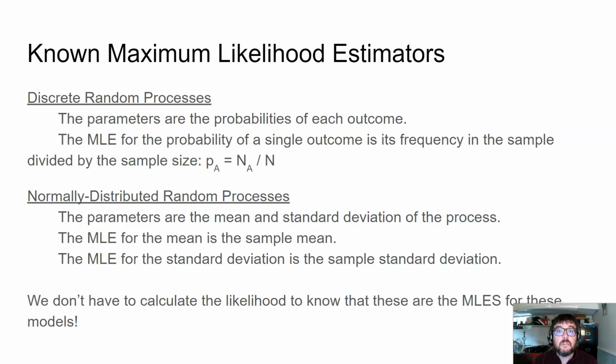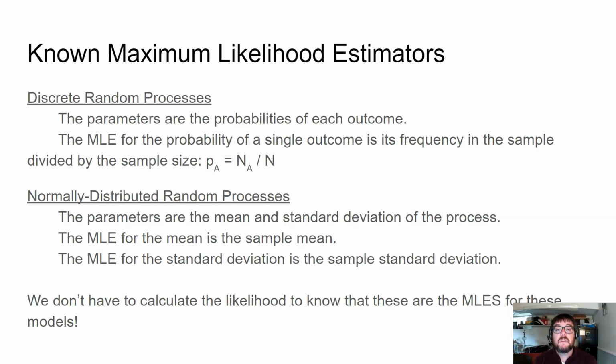If we have a normally distributed random process, then there are two parameters we have to estimate, the mean and the standard deviation. And it turns out that the sample mean and the sample standard deviation are the maximum likelihood estimators for that. So if I give you some data and I ask you what the maximum likelihood parameters are for a normal distribution, you don't have to compute a likelihood function. You can just calculate the mean and standard deviation of the sample.